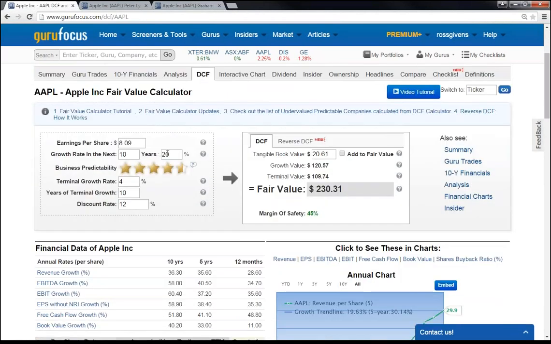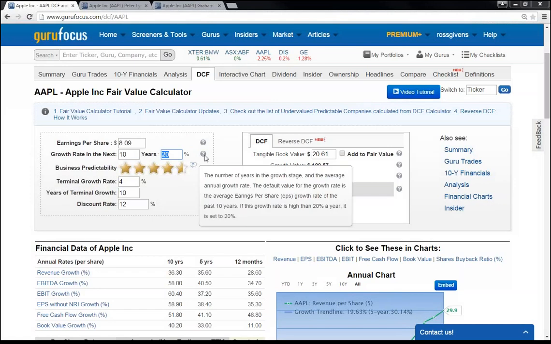Now notice it's got 20% in here. Okay, hopefully you guys can see this. By default, it's using a 20% growth rate for the next 10 years, giving us a huge fair value of 230 bucks a share. Now, I think that is extensive. It's going to make it a $1.5 trillion company. But we can find out where this is coming from, right?